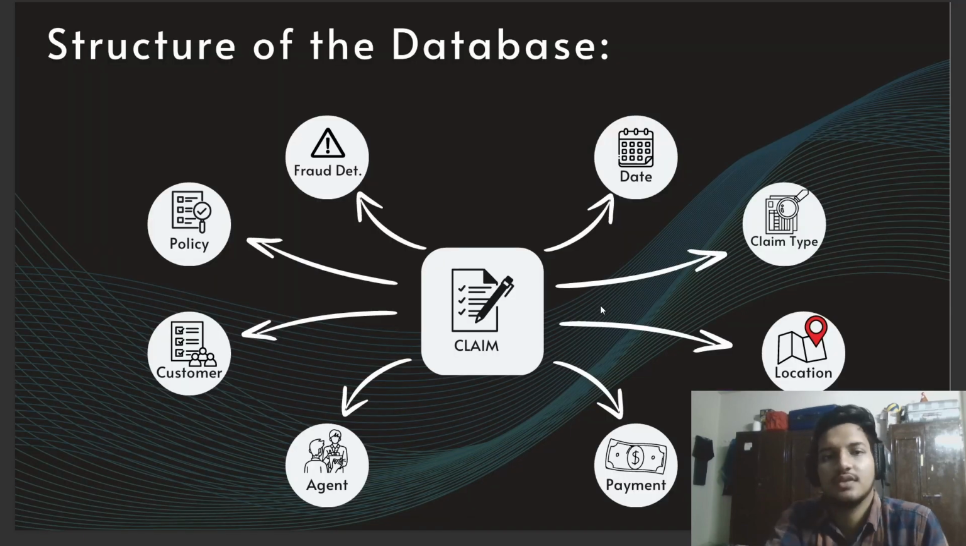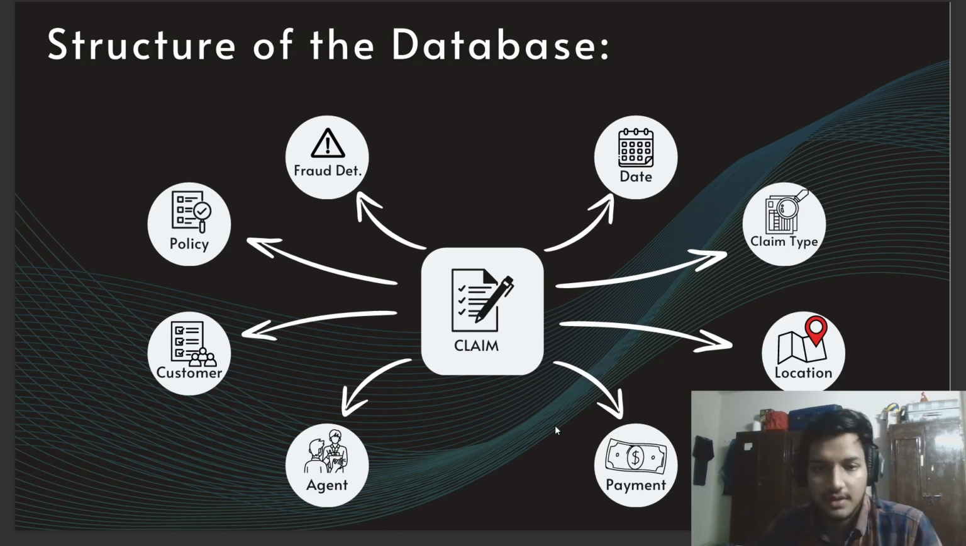Yeah, this is the structure of our database. First, at the center there is claim. Then there is the agent table, customer table, payment table, location, claim table, date, and two extra tables for fraud detection and policy. These tables will be used to detect whether any sort of fraud or any policies are added to the database or not.